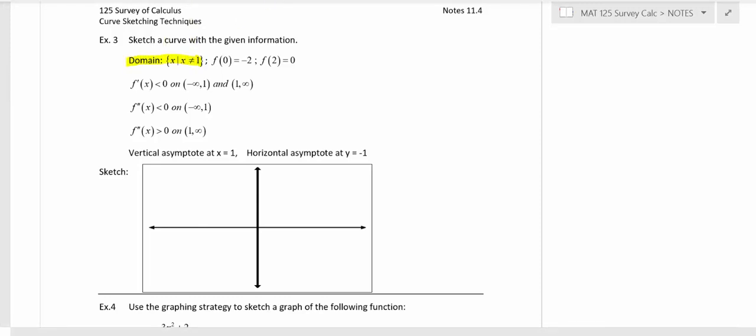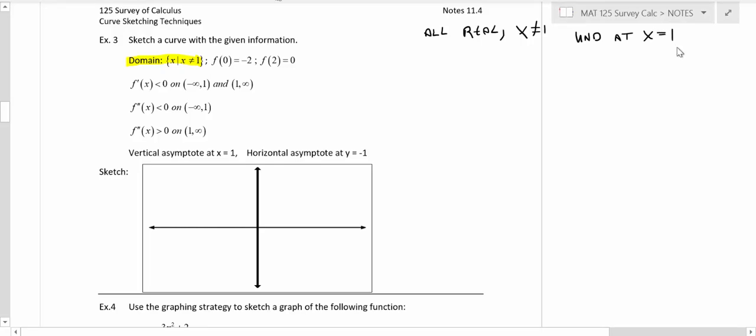Okay, first of all, the first statement says that the domain is all real numbers except x can't be equal to 1. So something's happening on this graph at 1. We don't know what yet. There could be a hole in the graph. There could be an asymptote. Just it's undefined at x equals 1. So that's basically what we know from that statement, it's undefined at x equals 1. So we'll keep that in mind as we move on.